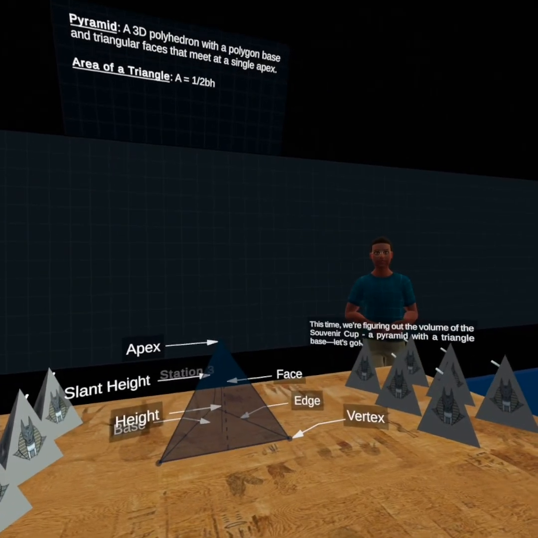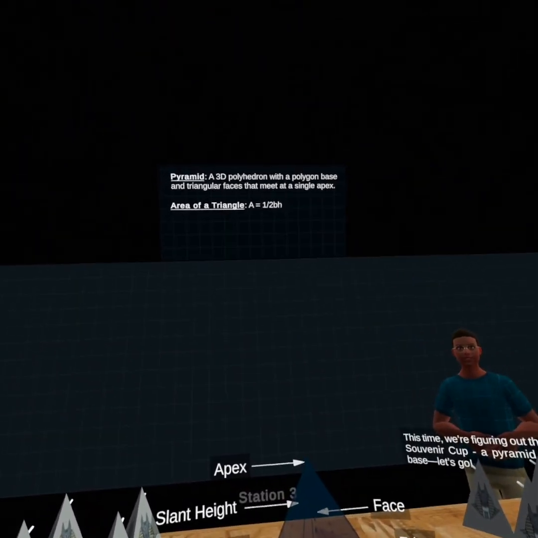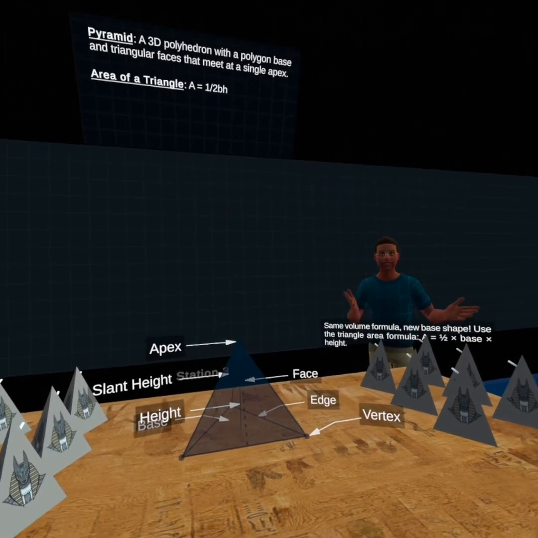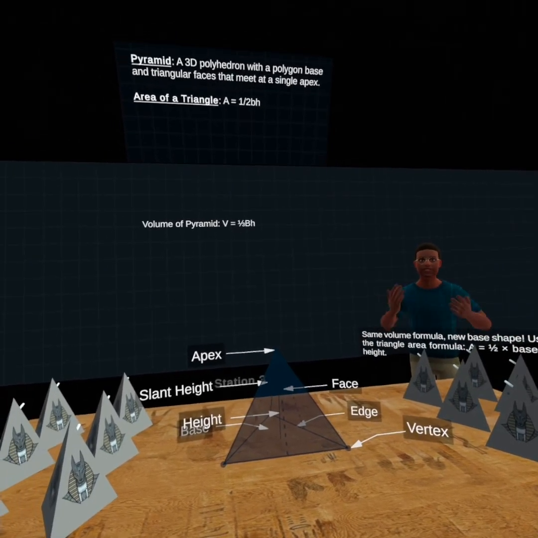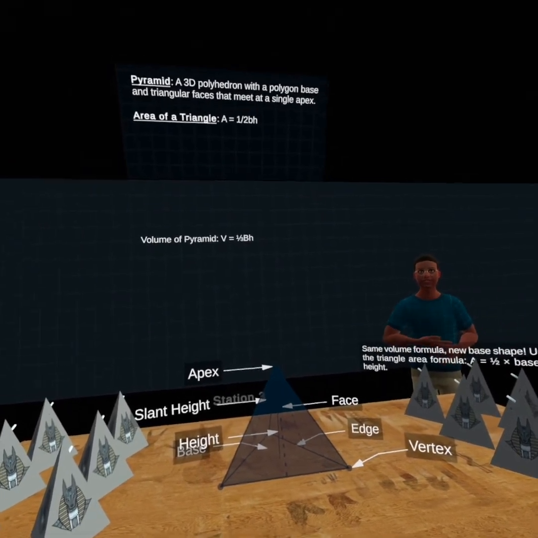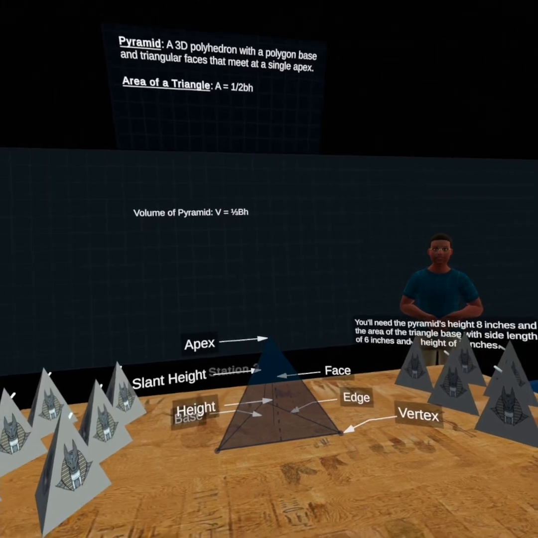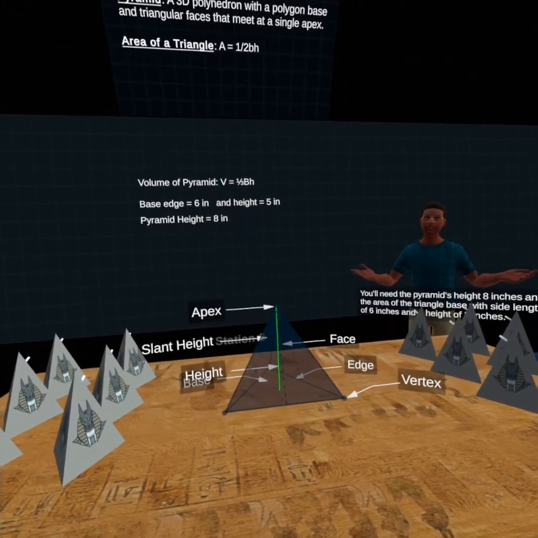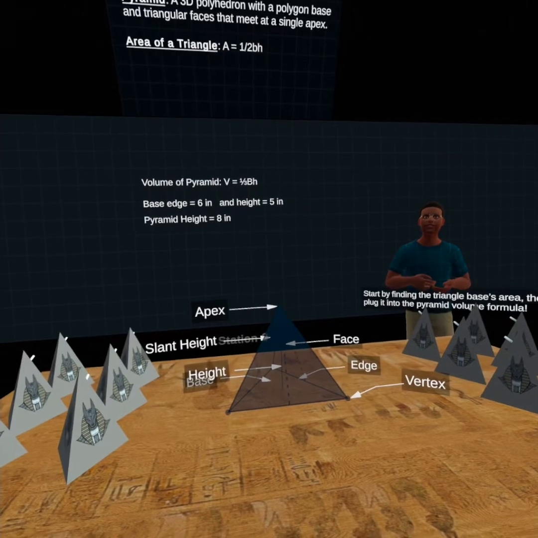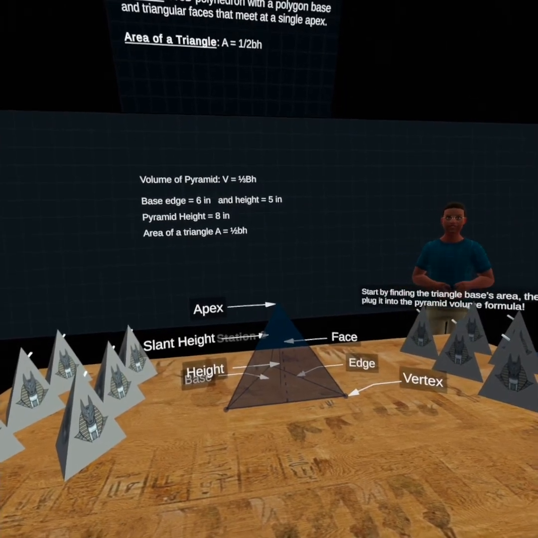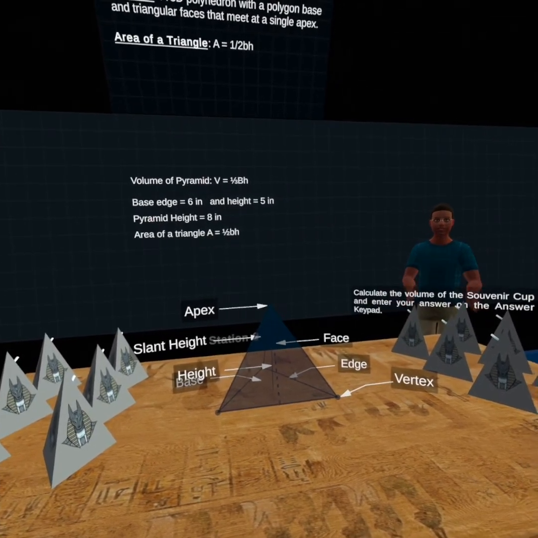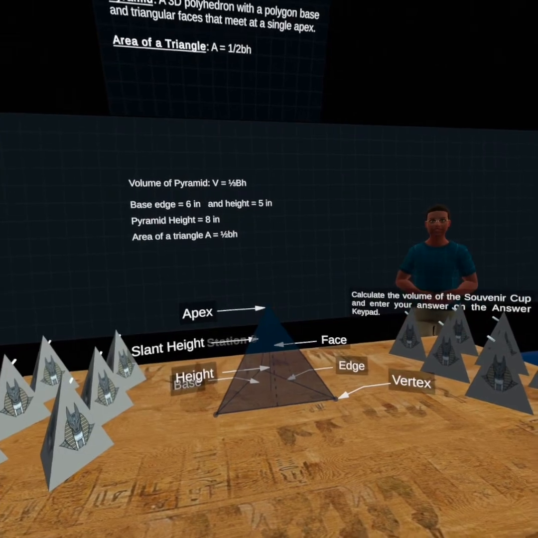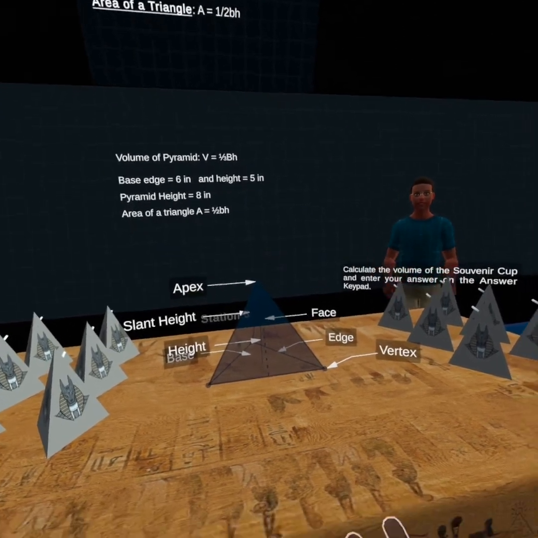This time, we're figuring out the volume of the souvenir cup, a pyramid with a triangle base. Let's go. Same volume formula, new base shape. Use the triangle area formula, A equals 1/2 times base times height. You'll need the pyramid's height, 8 inches, and the area of the triangle base with side length of 6 inches and a height of 5 inches. Start by finding the triangle base's area, then plug it into the pyramid volume formula. Calculate the volume of the souvenir cup and enter your answer on the answer keypad.